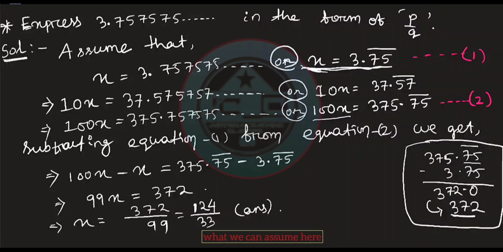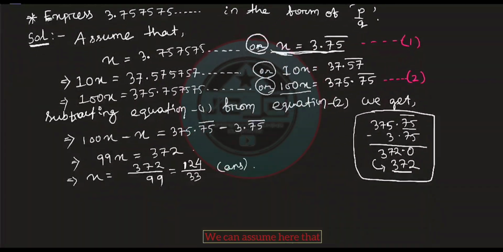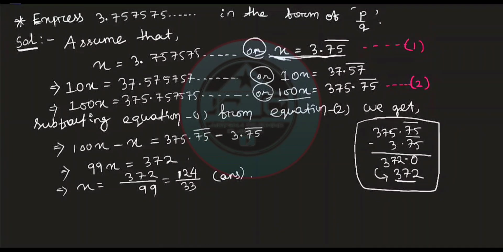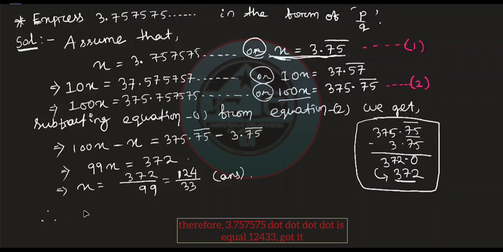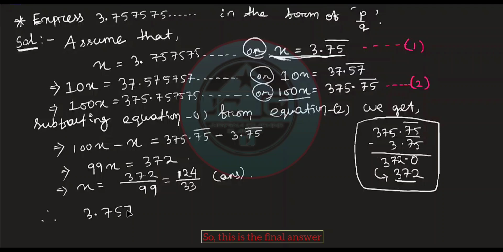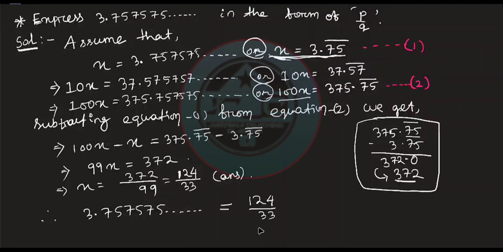Now what we can say, what we can assume here, we can assume here that therefore 3.757575... is equal to 124 upon 33. Got it? So this is the final answer.